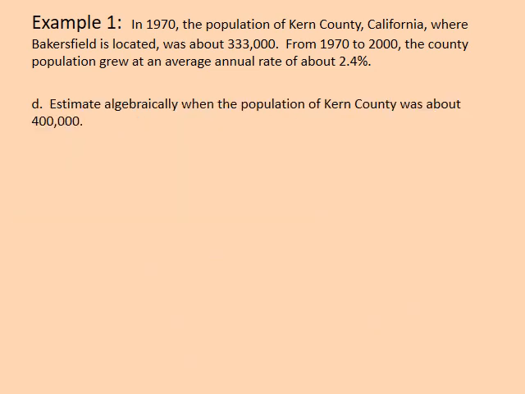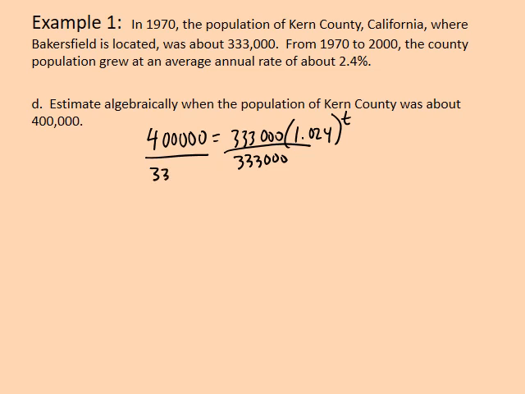We can use our knowledge of logarithms to solve the same exact problem algebraically. So recall, 400,000 equals 333,000 times 1 and 24 thousandths, all the way to the t power. Now to solve this algebraically, we first need to divide by 333,000, which reduces to 400 divided by 333 equals 1.024 to the t power.